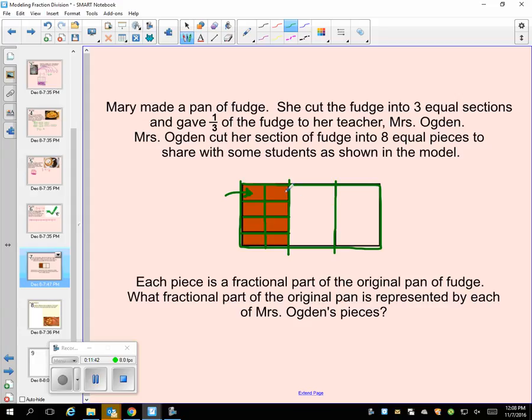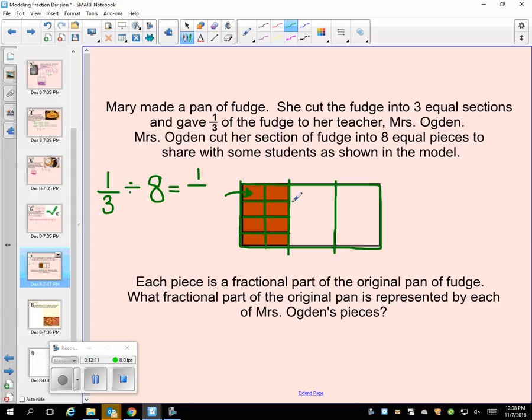So let's think about what our math equation would be first. How much did Mrs. Ogden start with? 1/3. And what did Mrs. Ogden do with it? Yeah, she cut it into pieces. So cutting something into pieces is division. And then my answer is one of these pieces. So it's 1. But what's the value of this piece?